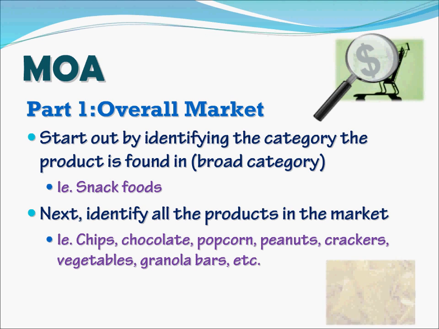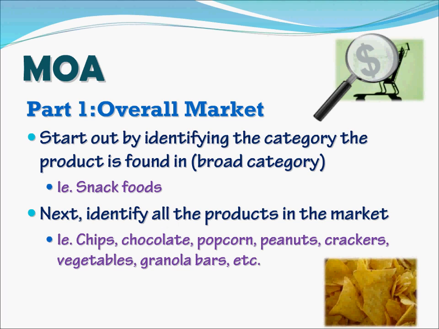So the first part is to identify the overall market. You start by identifying a category, a very broad category. For example, if you are going to create a new chocolate bar, you would identify a very broad category such as snack foods. You would then identify all the products that make up that market. From chips to chocolate to popcorn to peanuts to crackers to vegetables to granola bars, all these are very general terms used for snack foods.